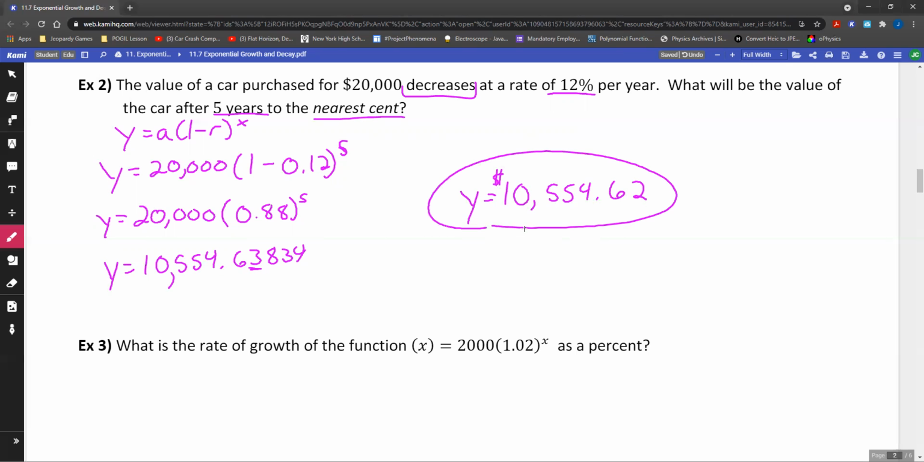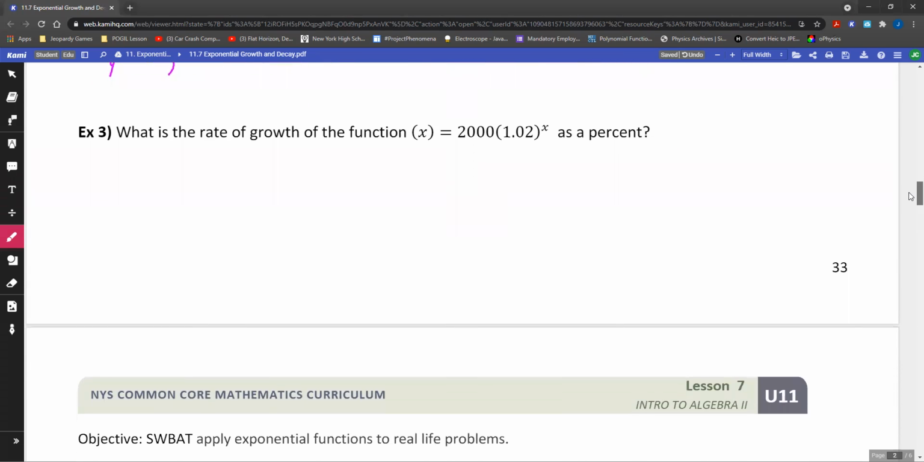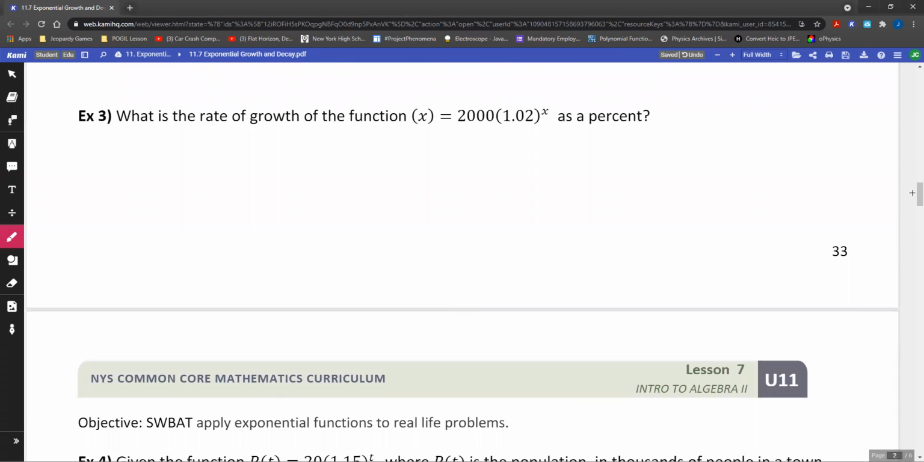And the final value of the car will now be $10,554.62. All right. The next one. So they want us to figure out what the rate of growth is based off of this equation.